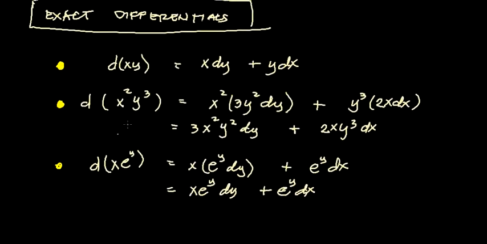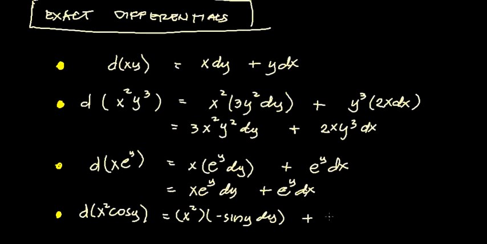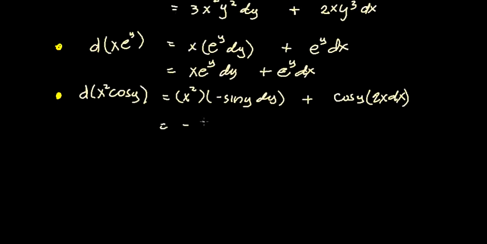Okay, so another sample of an exact differential, say we have x squared cosine y. The derivative of this is the first times the derivative of cosine y, which is negative sine y dy, plus the second, cosine y, times the derivative of the first, 2x dx. Then simply we have negative x squared sine y dy plus 2x cosine y dx.